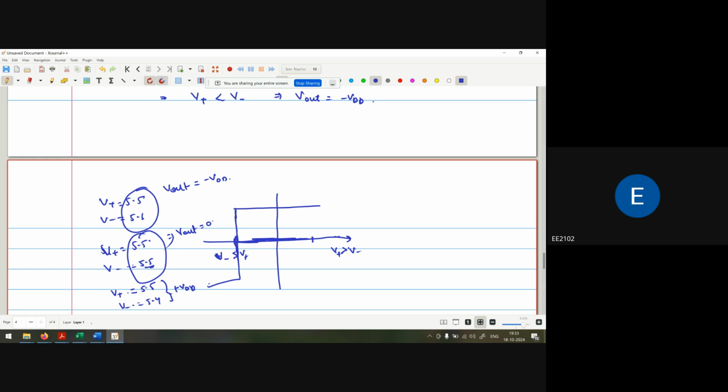plus VDD to minus VDD. Okay, so to identify this one, there is a particular range defined. That means if the voltage lies in this range, the output will become positive VDD, and if the voltage lies in this range, it is called negative VDD, and in between this range, it is a transition state.